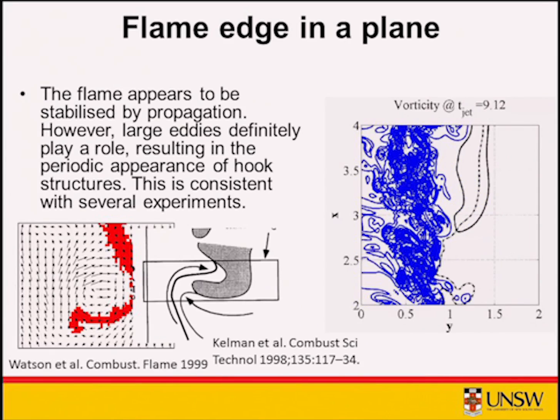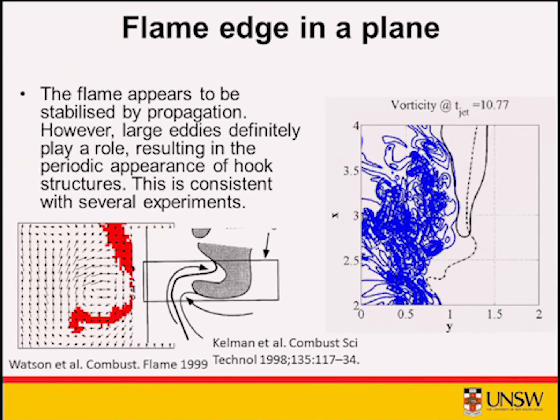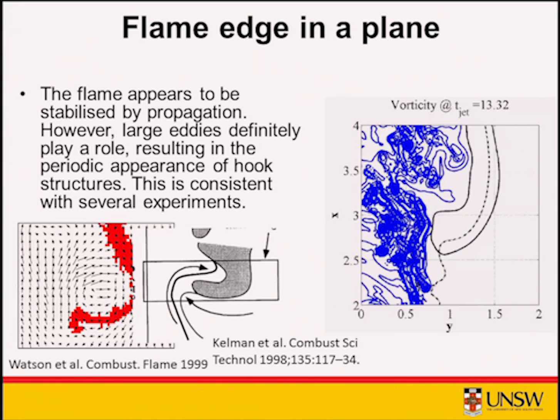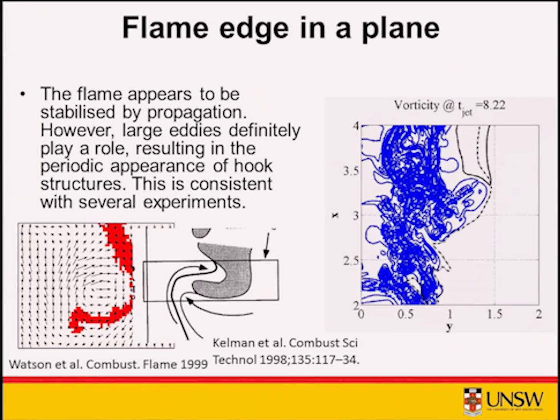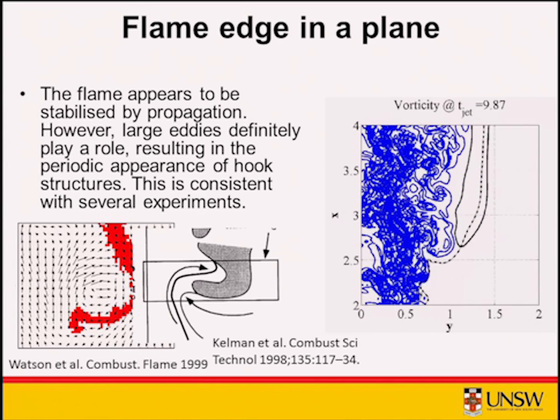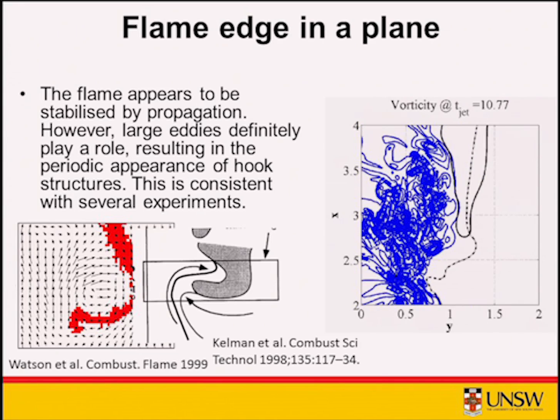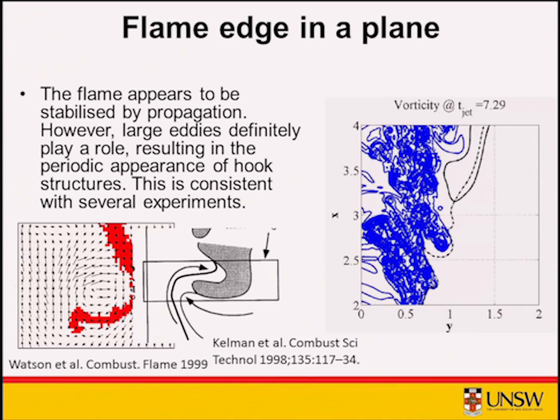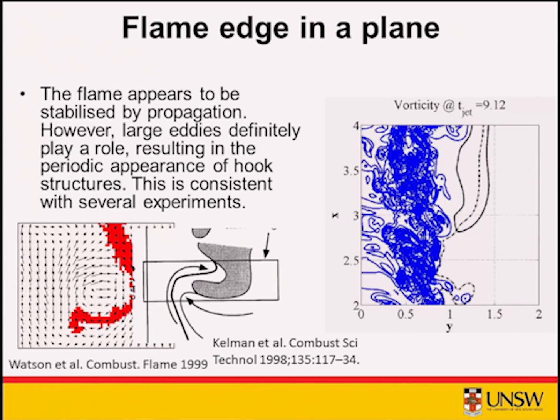Now you can see, if you look at this very closely, it does seem to ride over large eddies. This is very obvious visually. It's a little bit harder to quantify, as we'll get to later. And you see that it rides over the eddies and then gets entrained into the jet, creating these typical hook-like structures that have been observed in a lot of experiments.